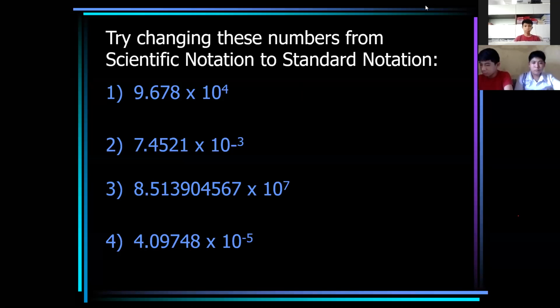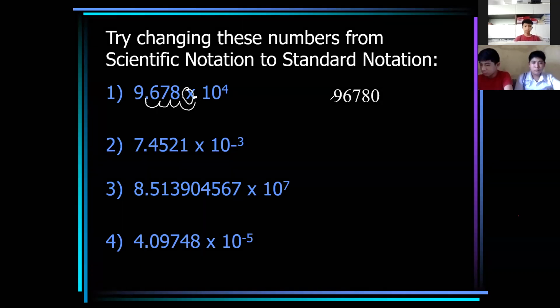Let's have an example. Number 1. 9.678 times 10 to the power 4. So that would be 96,780. So from this point here, class, we move the decimal point 4 times to the right. 1, 2, 3, 4, after writing the decimal point there. And then fill the empty spaces with a 0. So this is the answer to the question. Sir, do we need to put a decimal point after a whole number? No need to place it.